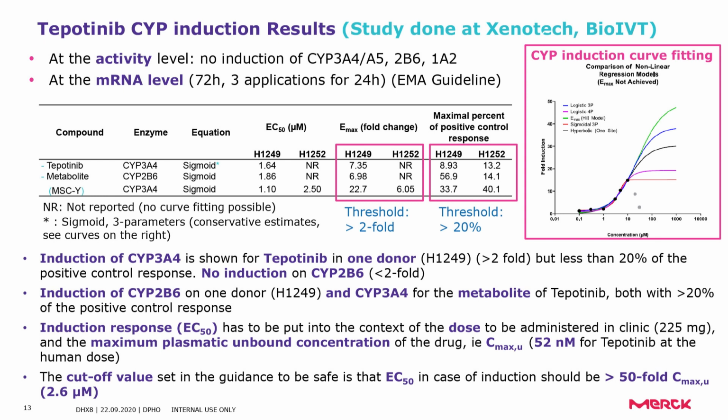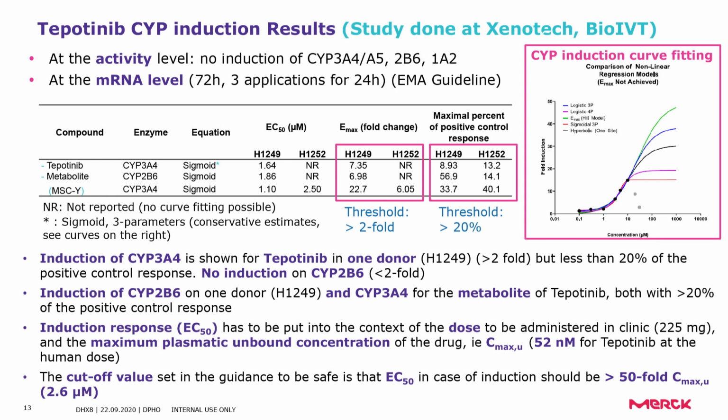So for the EC50, we used 2 donors, or at least, in this table, 2 donors are reported, 1249 and 1252. And you see that the Emax was over 2-fold, 7-fold, and the percent of the positive control response was not reaching 20%. So we were over 2-fold, but less than 20%. So it's not a full yes for the induction response.